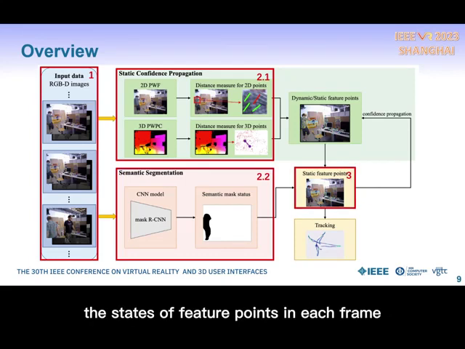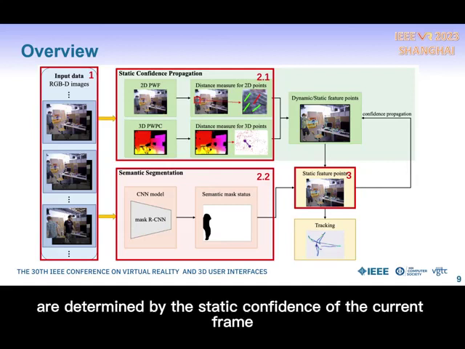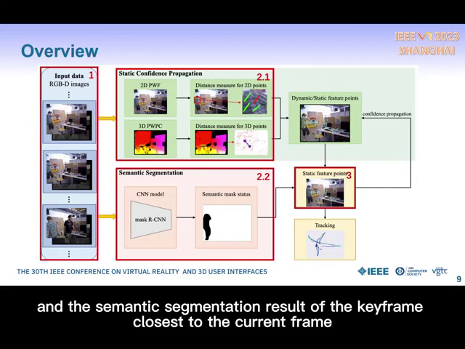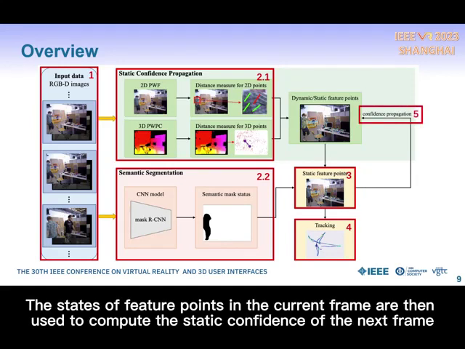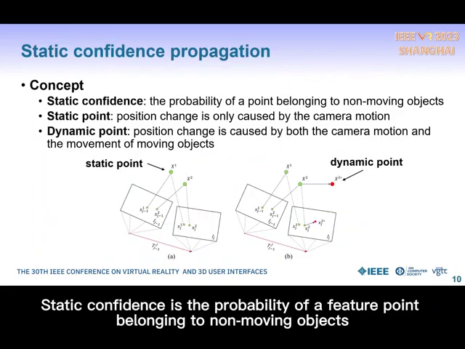Then the states of the feature points in each frame are determined by the standing confidence of the current frame and the semantic segmentation result of the keyframe closest to the current frame. The states of feature points in the current frame are then used to compute the standing confidence of the next frame. Standing confidence is the probability of a feature point belonging to non-moving objects.